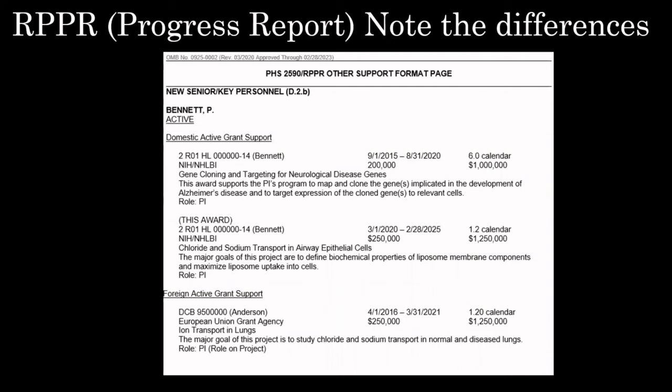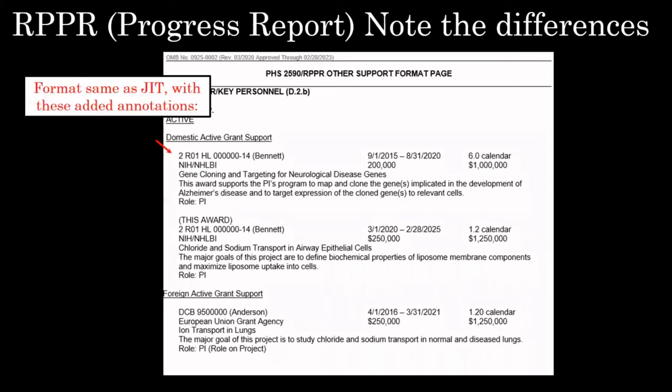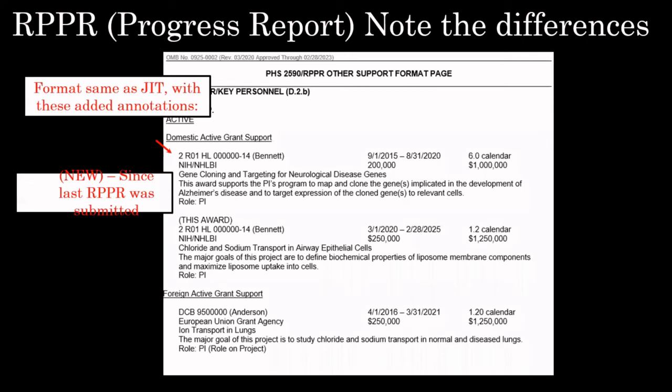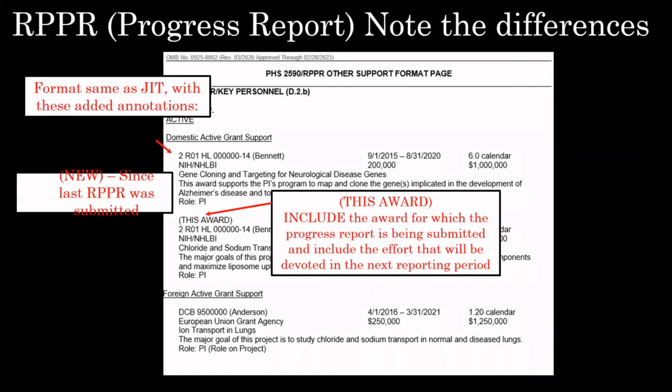So RPPR progress report, let's note the differences. The format is the same as the just-in-time with these added annotations. New: what has come in since the last progress report was submitted? This award: include the award for which the progress report is being submitted and include the effort that will be devoted in the next reporting period.